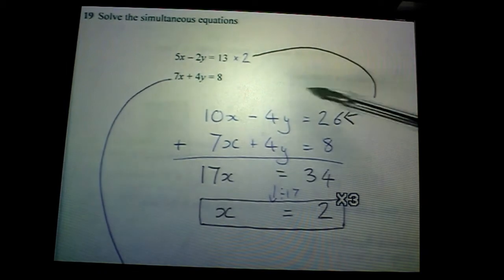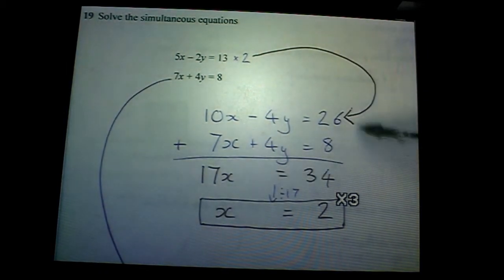Question number 19. Solve the simultaneous equations. I'll leave that there so you can see what I've done. I hope that shows up. Let's zoom in a little bit actually. Okay, here's the first bit. I want to get the y's the same, so I've doubled the top bit. So that gives me 10x take 4y equals 26.